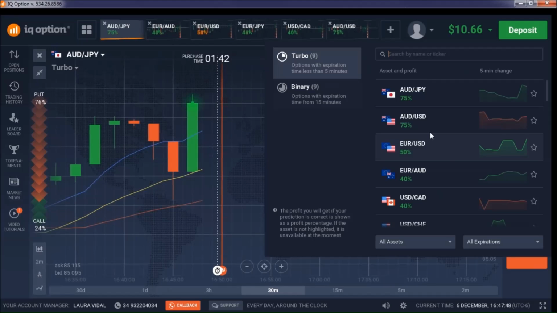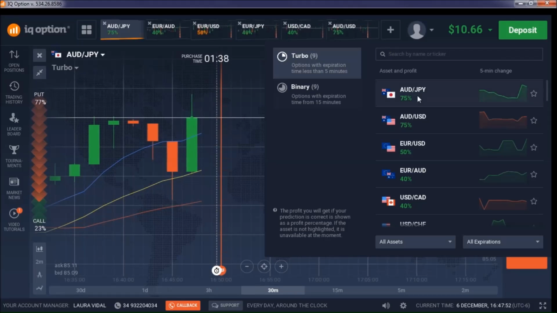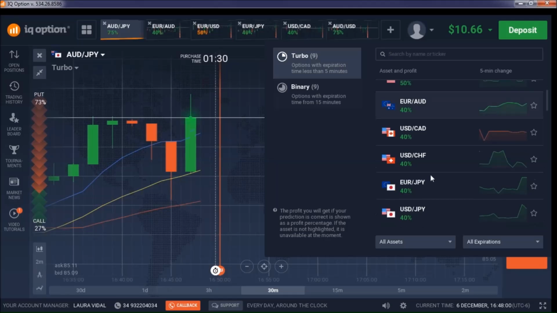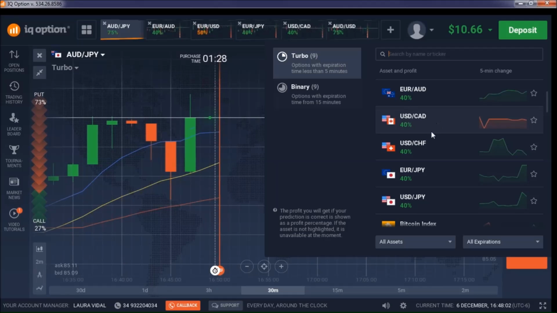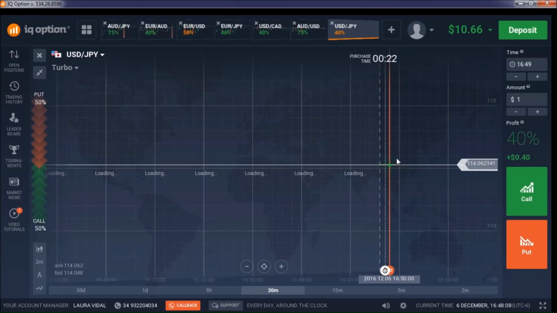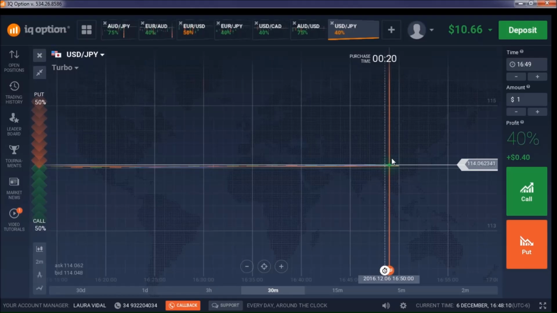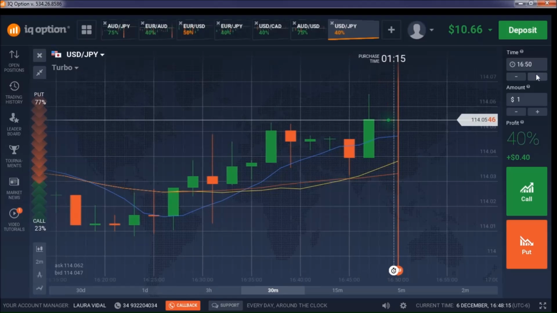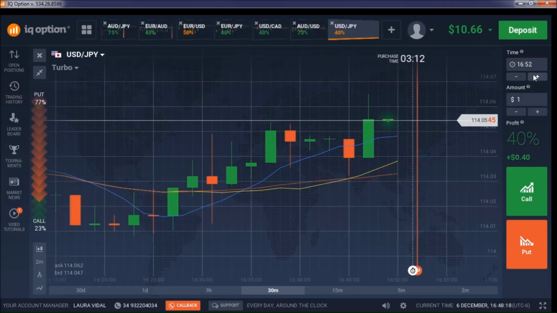If you notice, the highest is 75% return in AUD JPY and AUD USD. Euro USD 50%. Euro AUD, USD CAD, USD CHF, all of them are 40%. So yes, of course we're going to trade on them because at the end it's profit. We just need to be very careful with how we're going to be trading today. Okay, anybody have any questions right now before we start with the actual signals?